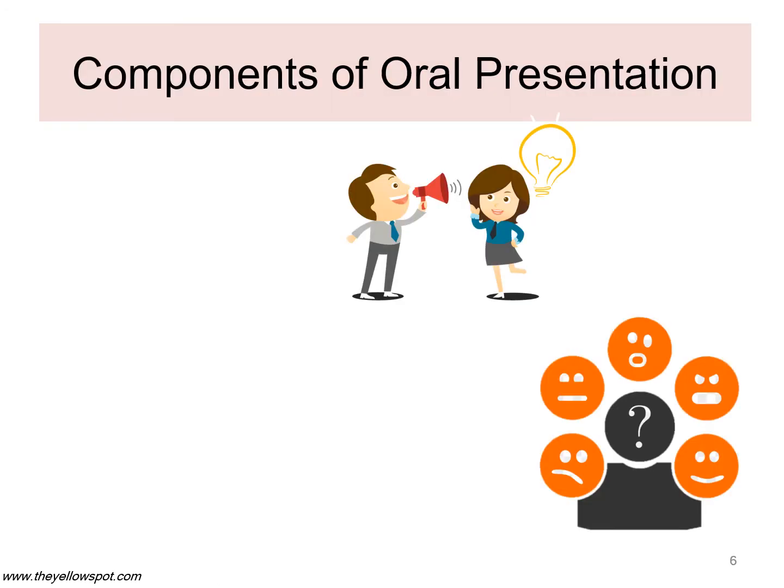A presentation becomes effective because of three components. First is verbal. Verbal is what you say and how you say. If you are explaining unknown things or interesting things, then the audience gives the attention immediately.